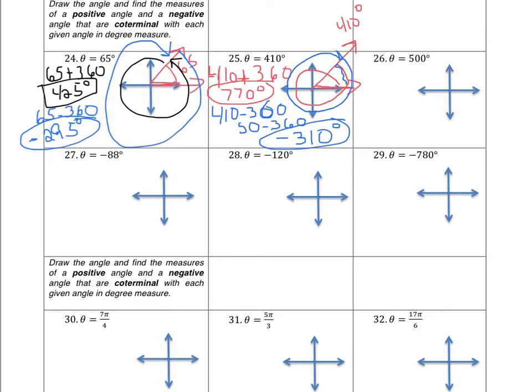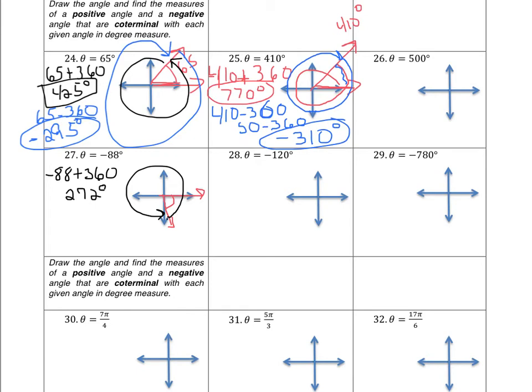Let's take a look at number 27. You're going to do 26 for homework. On 27, we have negative 88 degrees. So if I start my initial side here, negative 88 is before our 270 degree angle there, our negative 90. So we have this angle, and we want to have a positive angle. So I'm going to take our angle and add 360 to it. So I have negative 88 plus 360, which is 272 degrees.